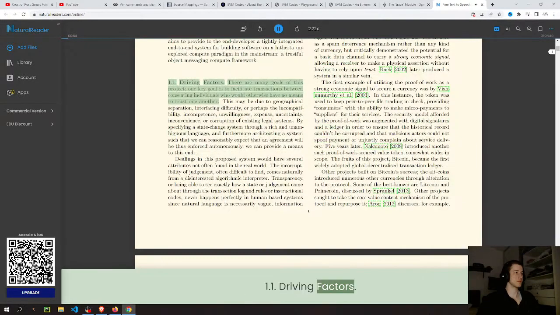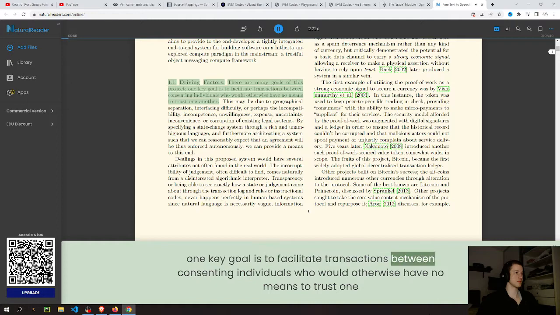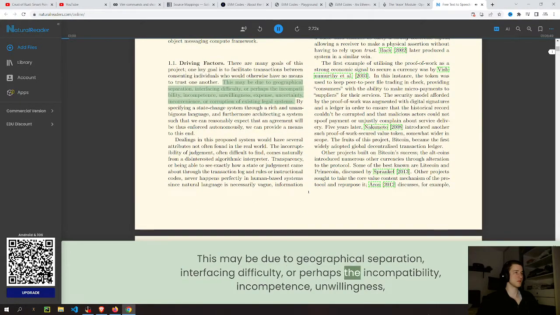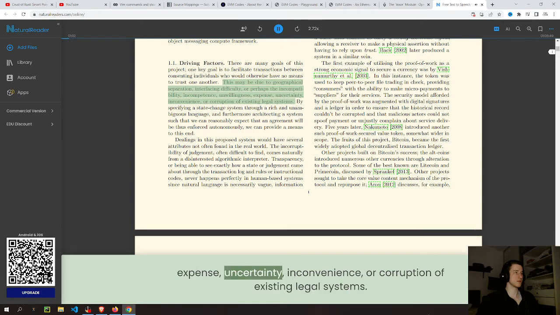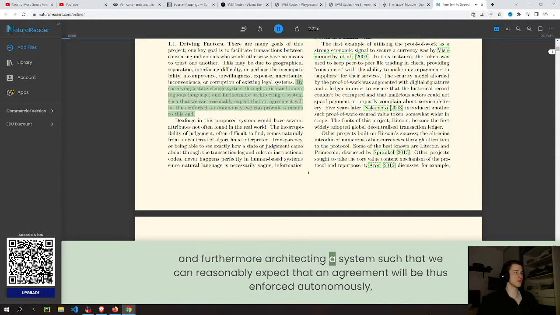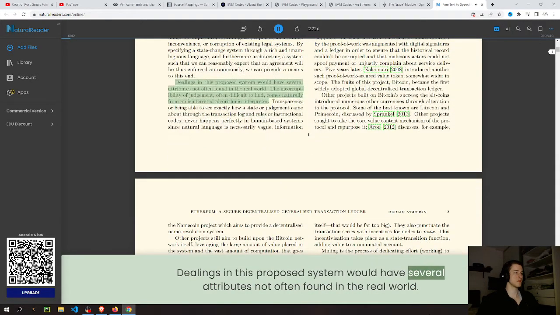1.1. Driving factors. There are many goals of this project. One key goal is to facilitate transactions between consenting individuals who would otherwise have no means to trust one another. This may be due to geographical separation, interfacing difficulty, or perhaps the incompatibility, incompetence, unwillingness, expense, uncertainty, inconvenience, or corruption of existing legal systems. By specifying a state change system through a rich and unambiguous language, and furthermore architecting systems such that we can reasonably expect that an agreement will be thus enforced autonomously, we can provide a means to this end.